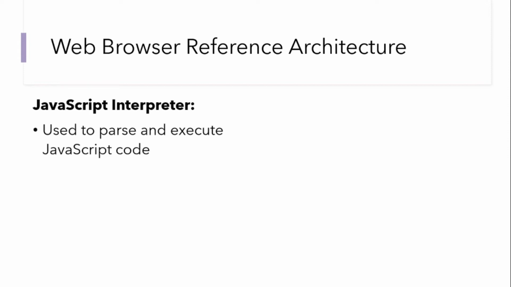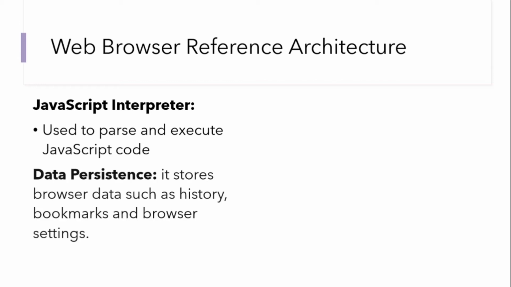The next one we will talk about is the JavaScript interpreter. The JavaScript interpreter is used to parse and execute JavaScript code. Within our HTML documents, we can have JavaScript code written in it. For this JavaScript code to be executed, there is a built-in JavaScript interpreter which executes the code within the web browser.